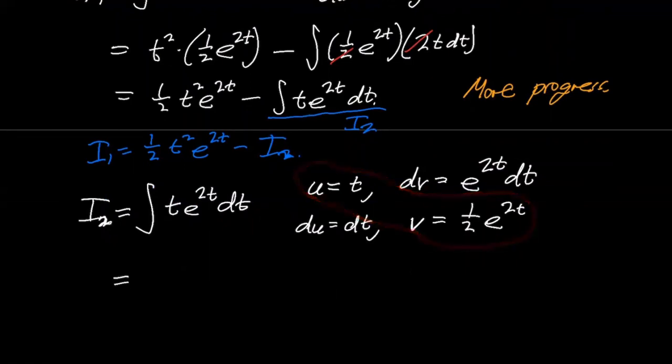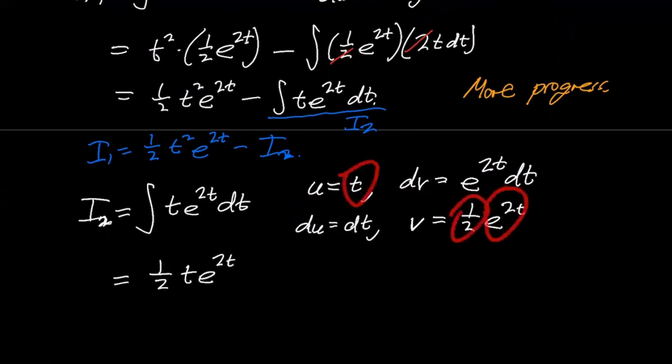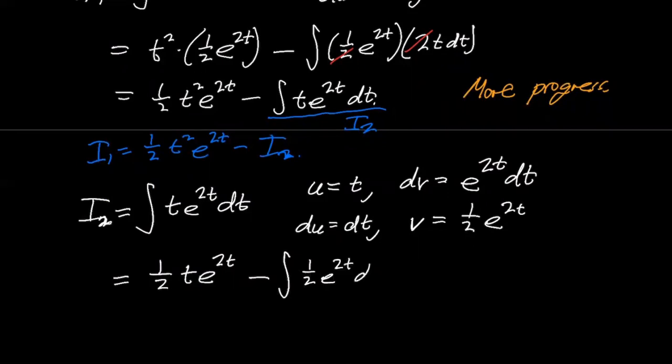I'm going to start just being confident we can throw stuff around a little bit. So that's 1/2 t e to the 2t, right? I'm just multiplying these three things together. Doesn't really matter what order I do it in. I just like to put the fractions in front. Then minus the integral of v du. But now we just have 1/2 e to the 2t dt.